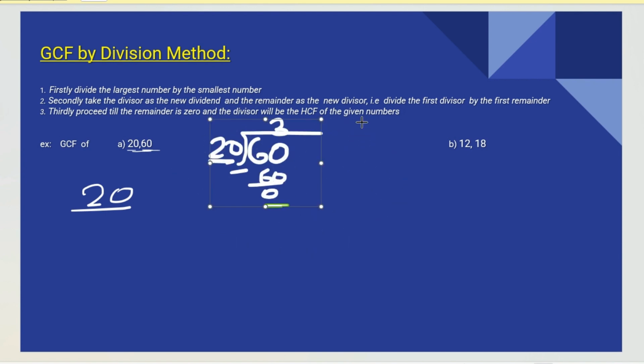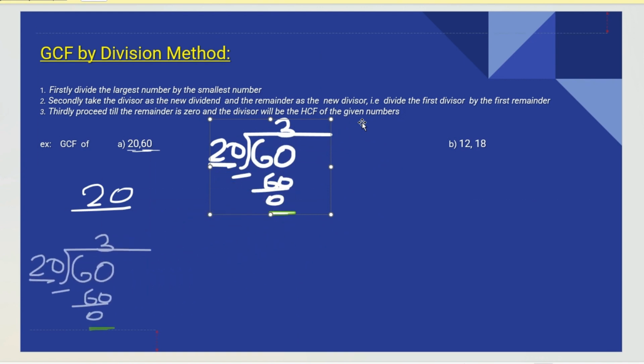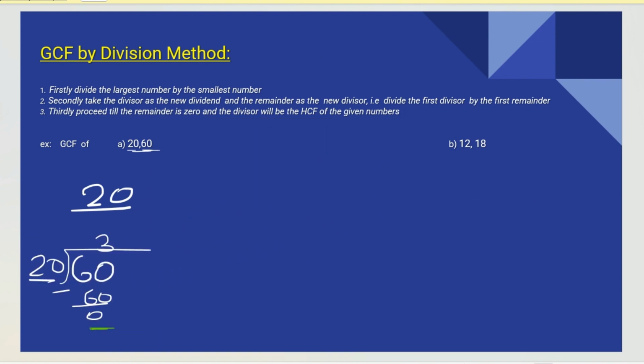So the thing is here that the divisor becomes the answer, not the quotient. So now let's move on to B. 12 and 18. First, we divide by the biggest number. So, like that. And now, 12 can fit in 18 only one time. So then 12 divide 6.